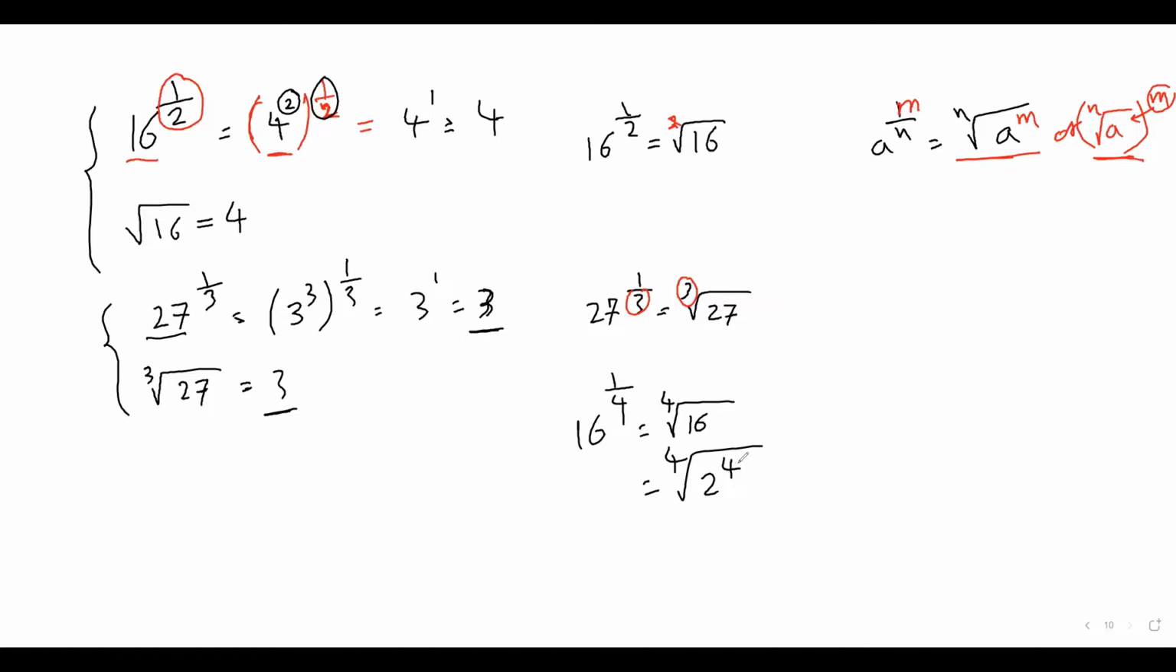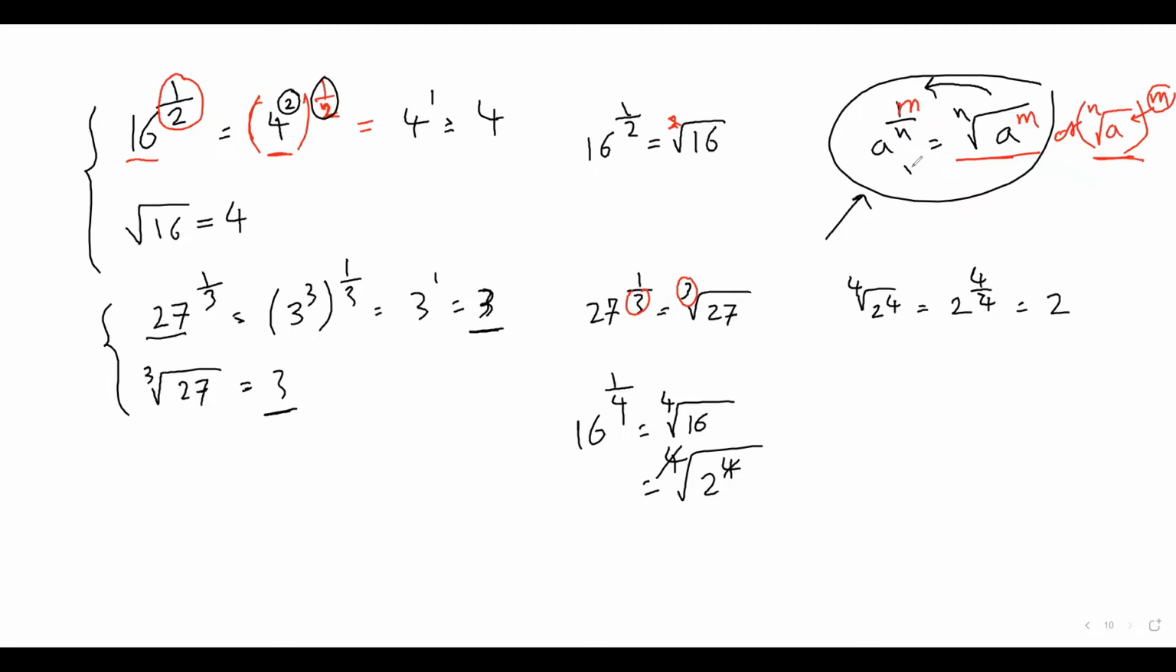and these two cancel out, because take a look here. I can write the fourth root of 2 to the power of 4 as 2 raised to the power of 4 over 4, which is 2, if you apply this. So I'm going backwards. You should know both ways. So the final answer is 2.